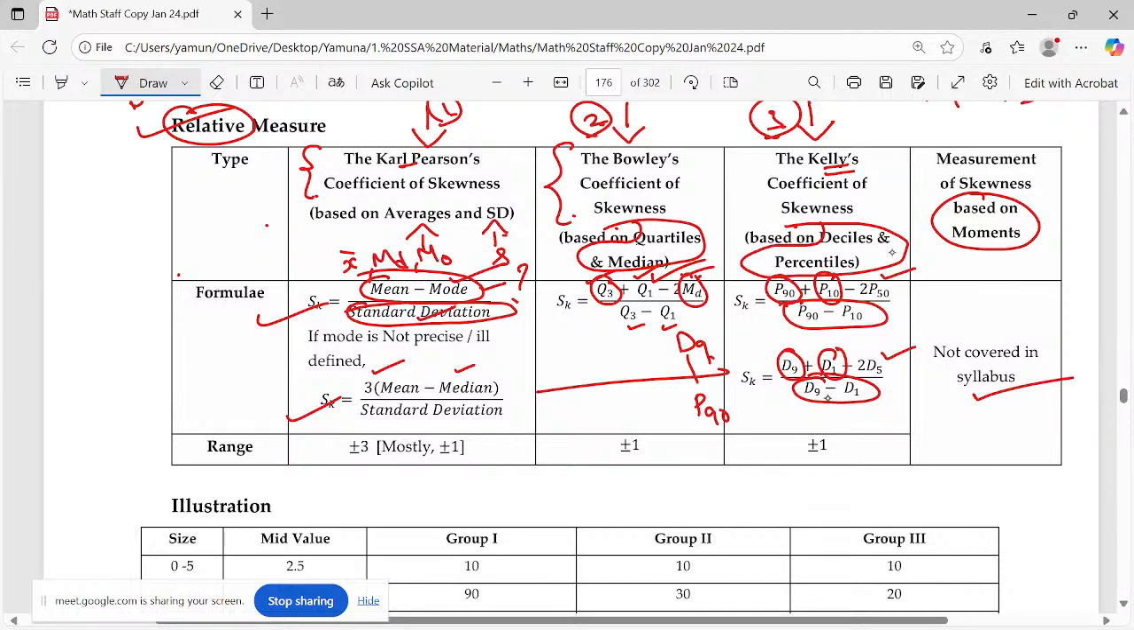You remember we were discussing this decile range and percentile range. Decile range is D9 minus D1. Percentile range is P90 minus P10.